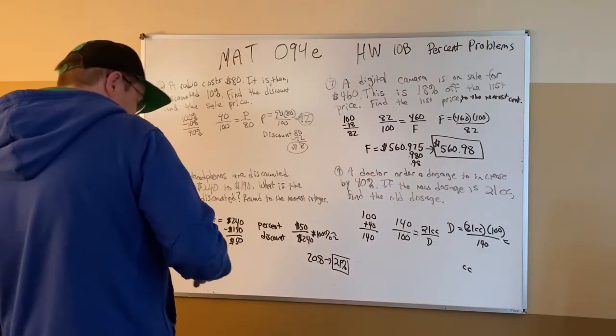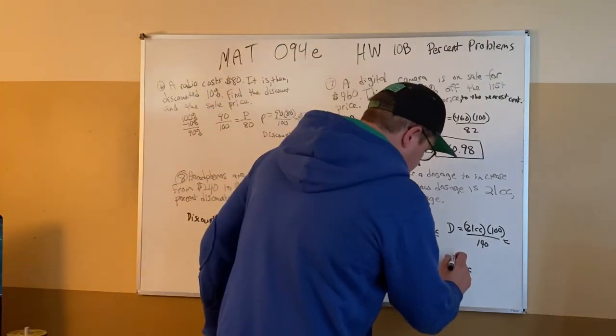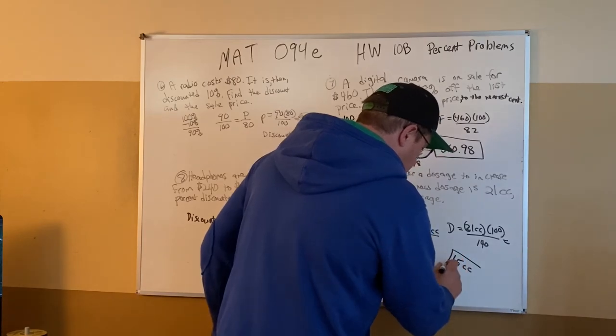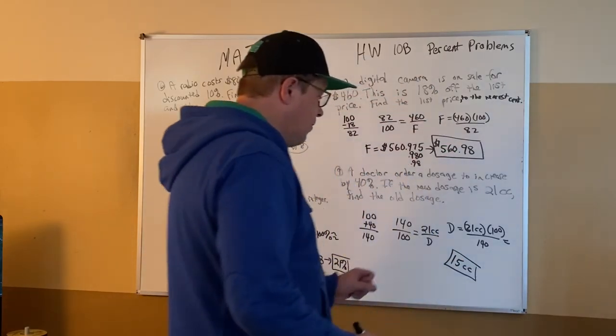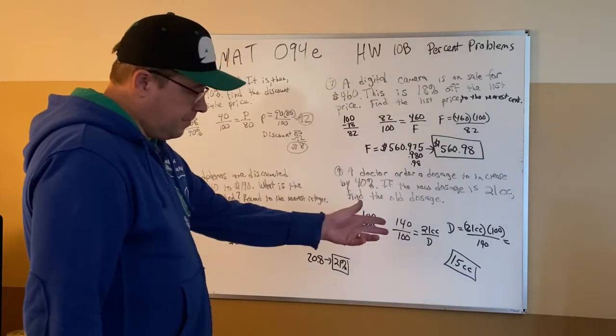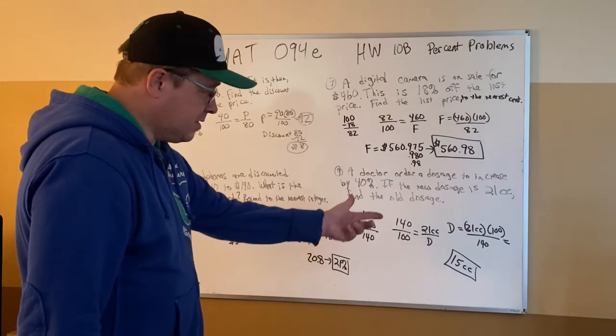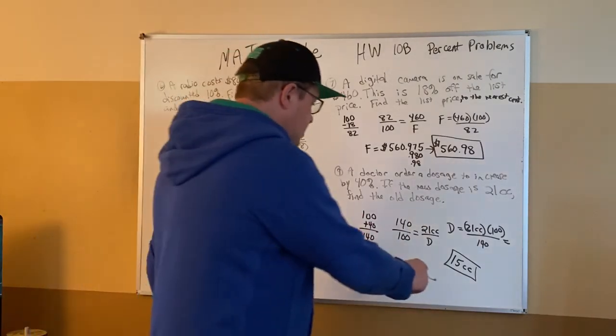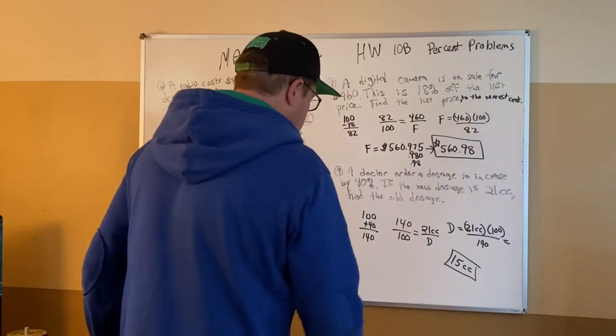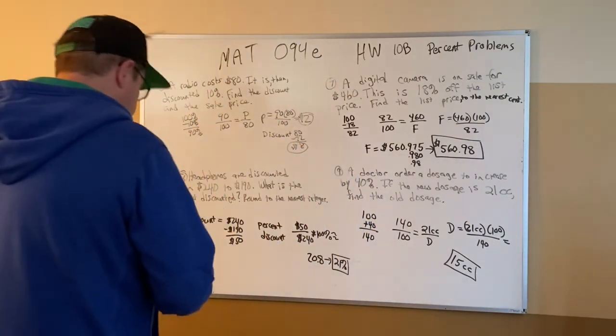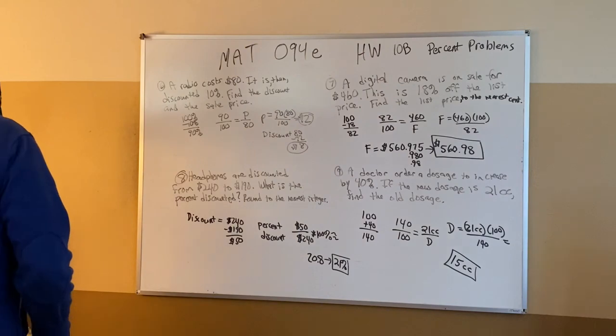15. The old smaller cc's, right? The smaller dosage was only 15 before it got increased. We added 40%, which is 2/5. A fifth of that would be 3. 2 3s would be 6. 6 more makes it a 21. But this is what the old dosage used to be. And that covers a lot of the content we have here with our percents.